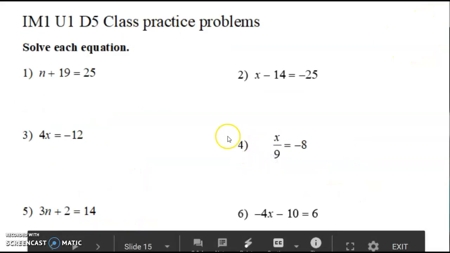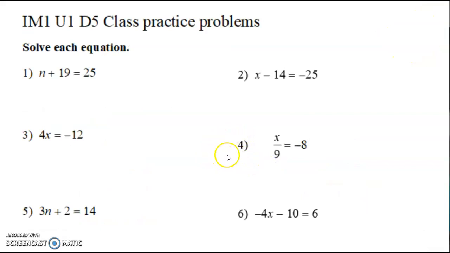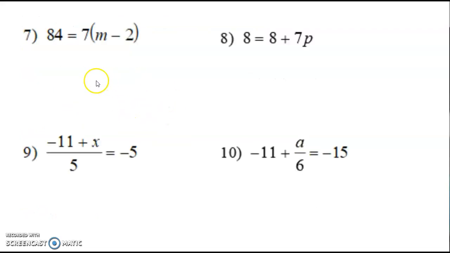So we're going to do some class practice problems. There are 10 problems. So at this point, I need you to pause the video and copy these questions down. Okay, copy all 6 problems down. Leave some space in between so that you can solve the problems and find the value of the variable. And there are 4 more problems here as well. Okay, so there are 10 problems that you should be working on right now.